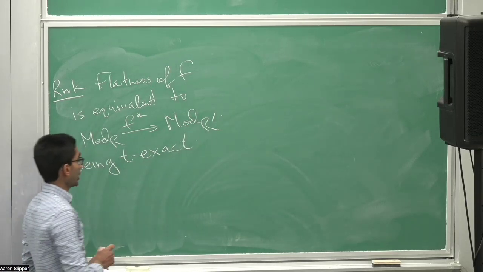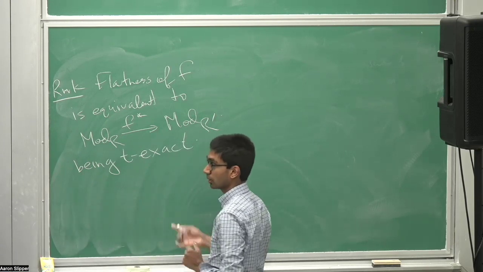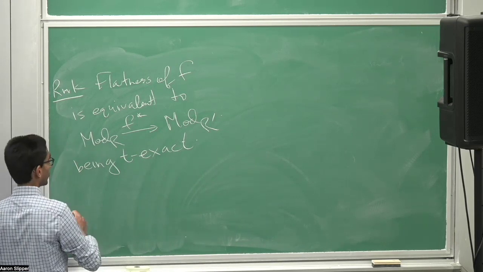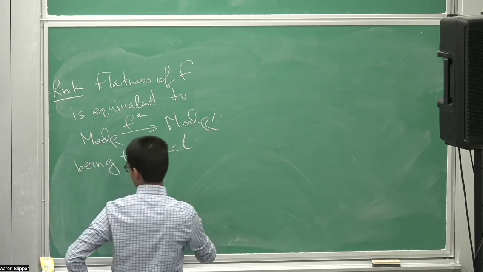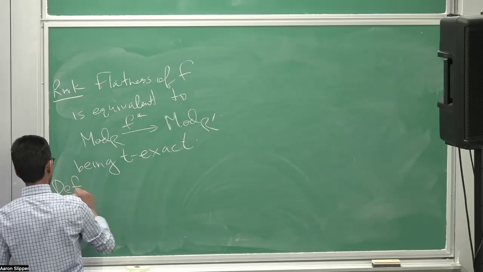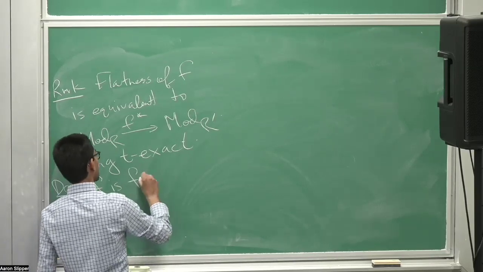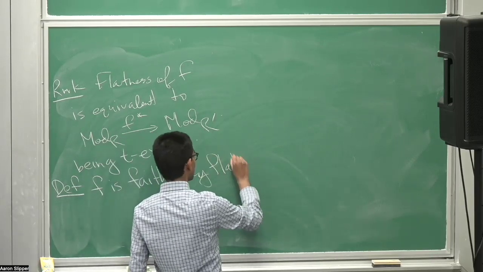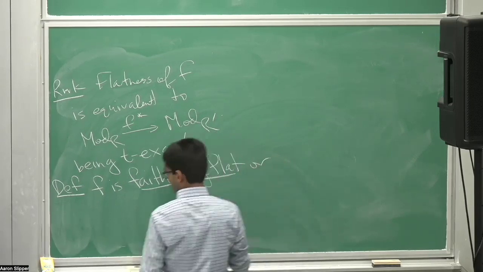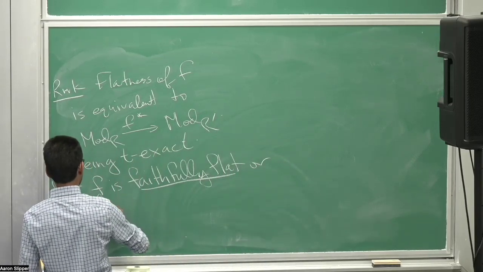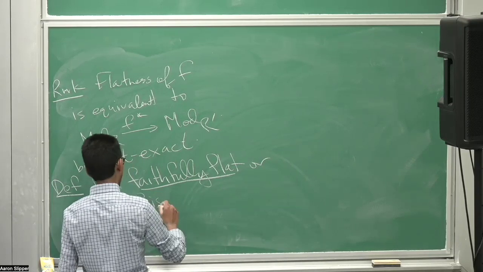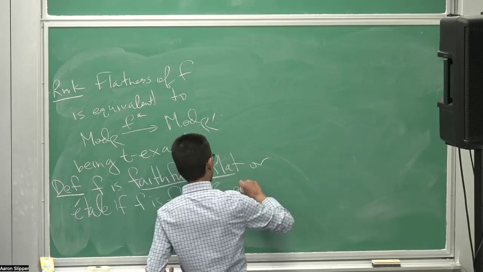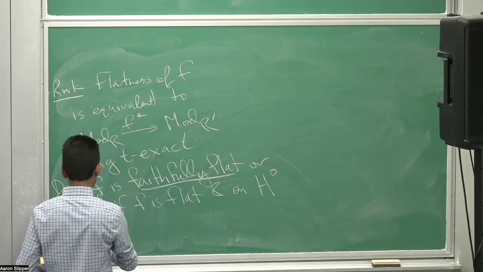Then we'll also say that F is smooth, étale, or faithfully flat if it's flat and the same condition holds for H0. So, definition: F is faithfully flat, or let's say étale, if F is first of all flat in the above sense, and on H0 it's either faithfully flat or étale.